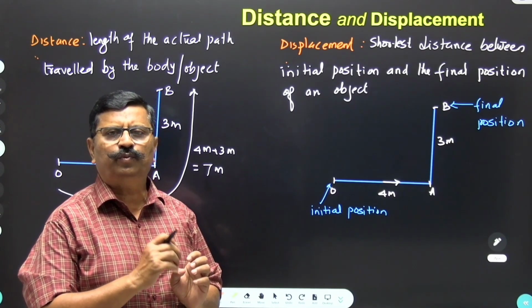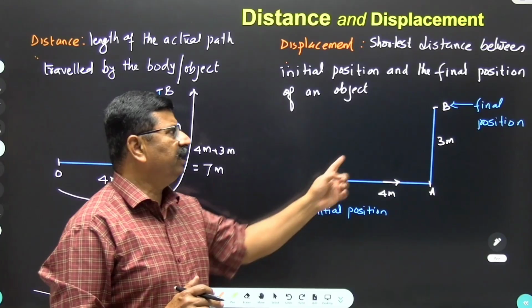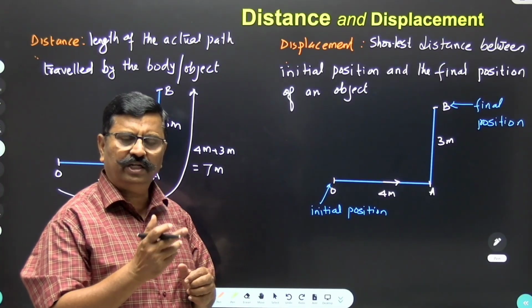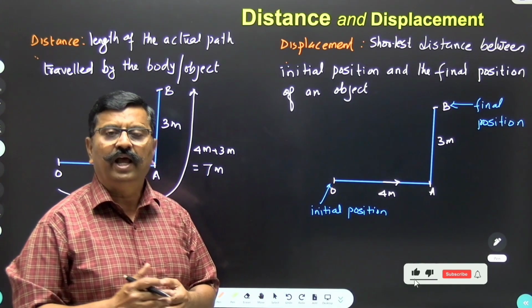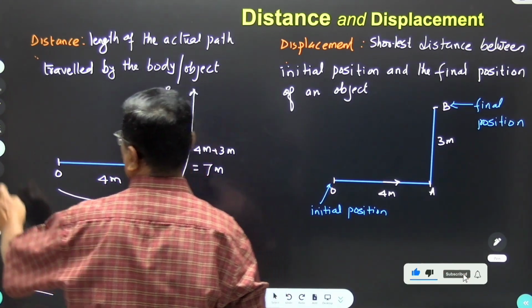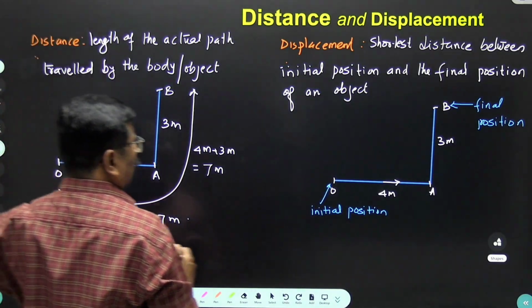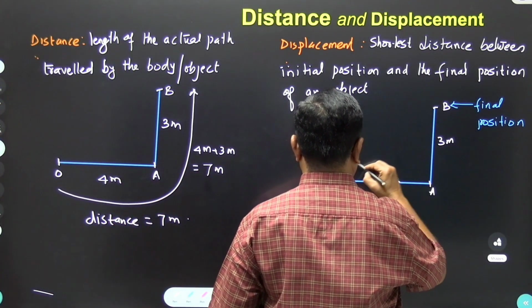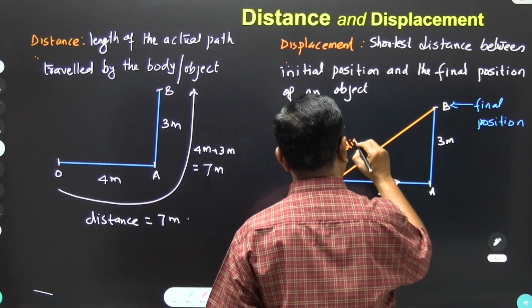You just have to join point O and point B. So you get a straight line. The length of that straight line is the shortest distance between the initial position and the final position. And that is the displacement. That is the displacement of the body. So this is the displacement.